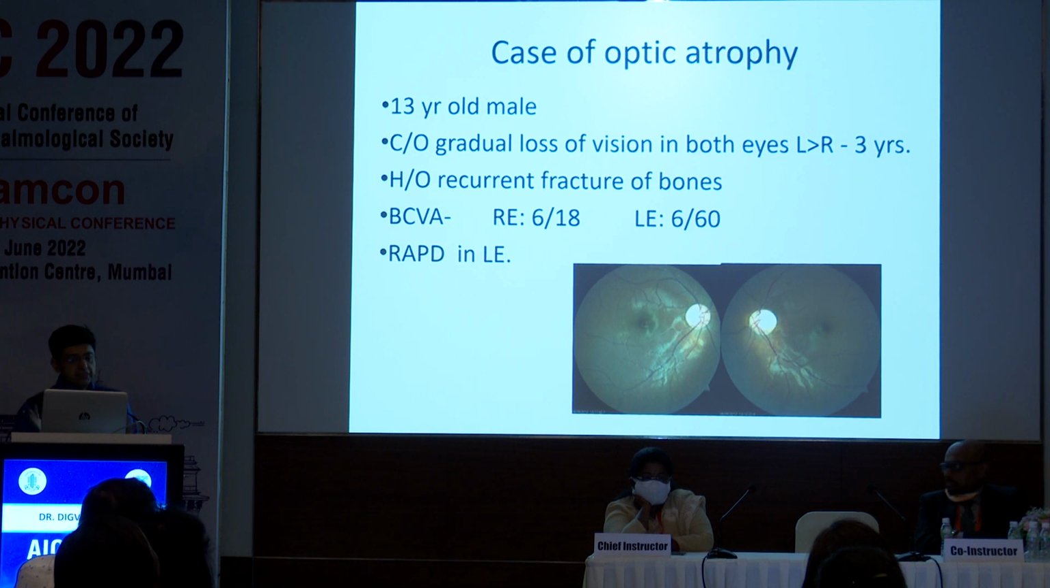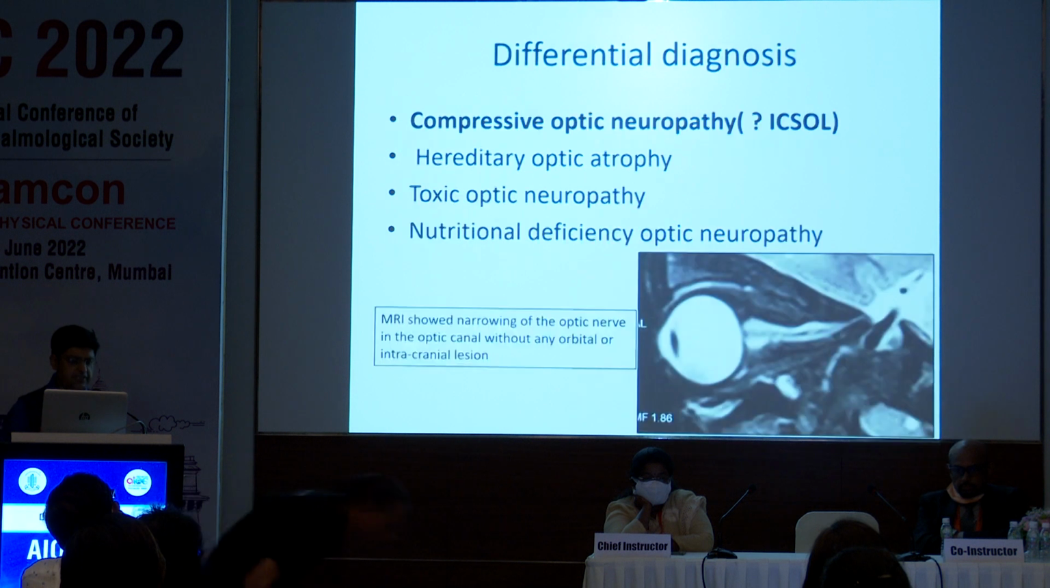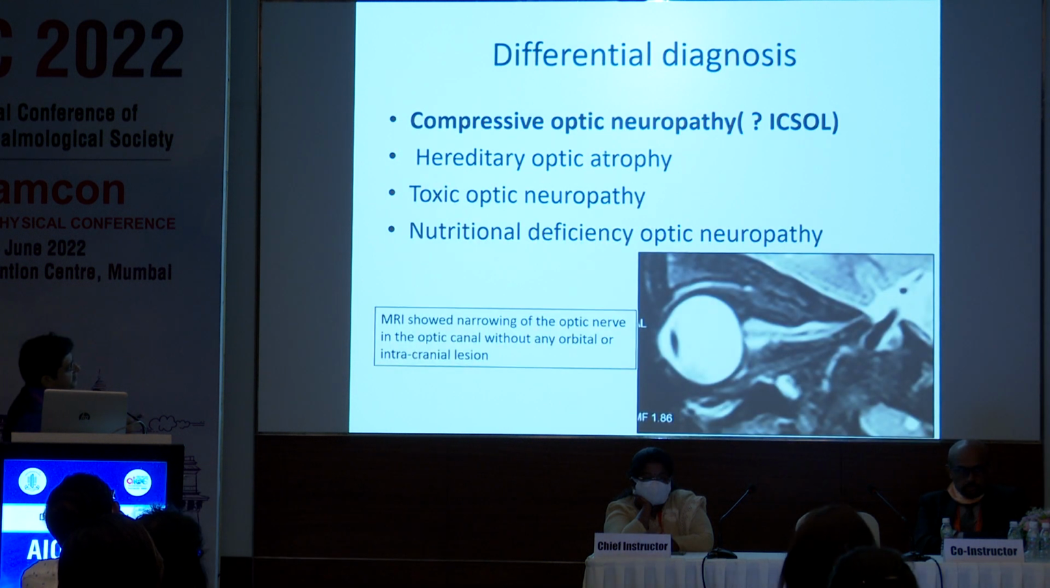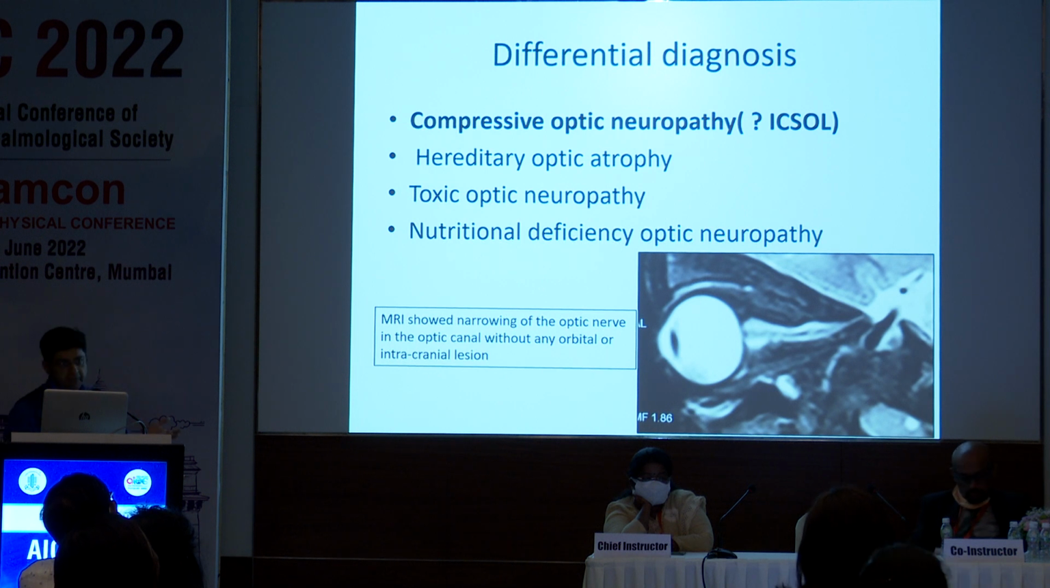Another case of optic atrophy: a 13-year-old male with gradual loss of vision, progressively over a few years. Young male, you can see pale discs. Obviously, there's optic atrophy. Your differentials would be compressive, hereditary, toxic, nutritional, a whole gamut. First step, of course, compressive. We got the MRI. The MRI was essentially normal, reported normal.